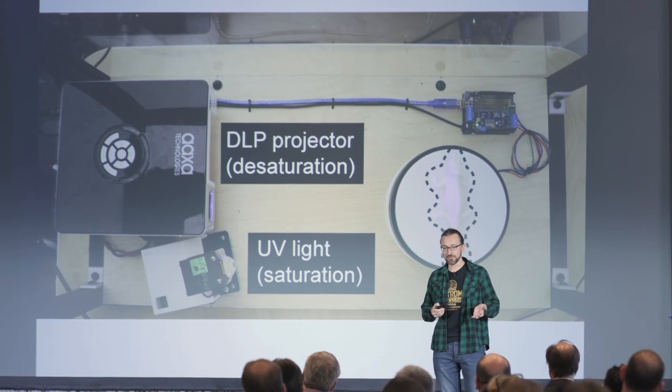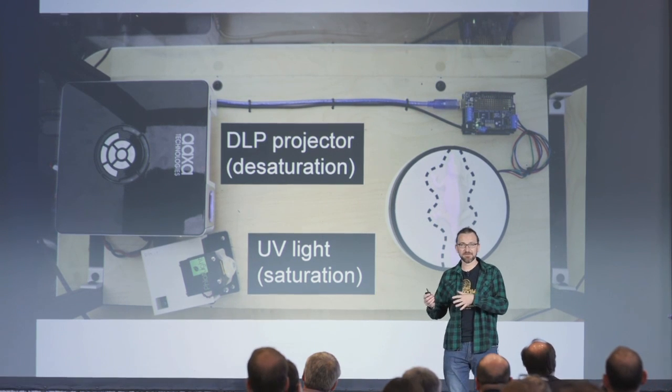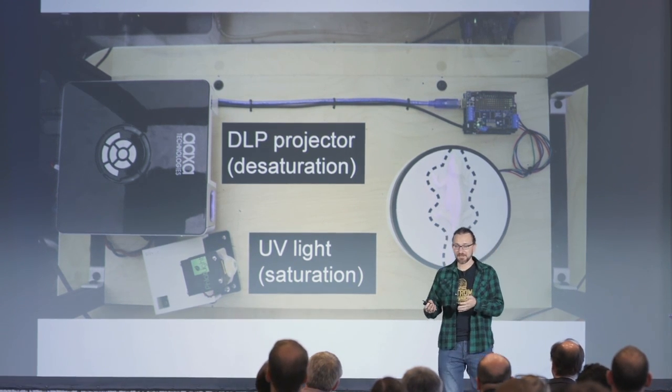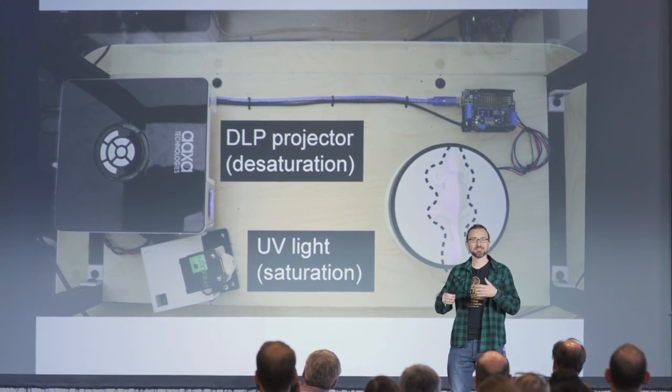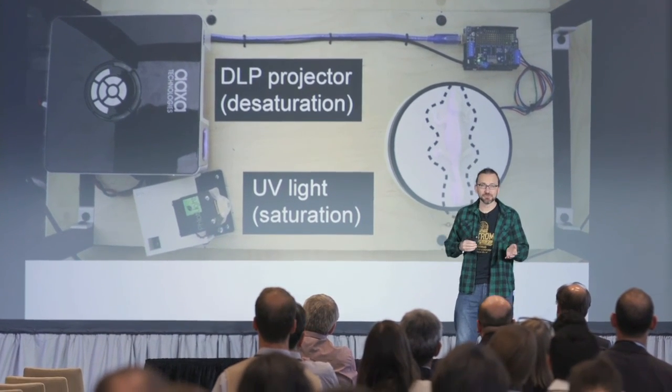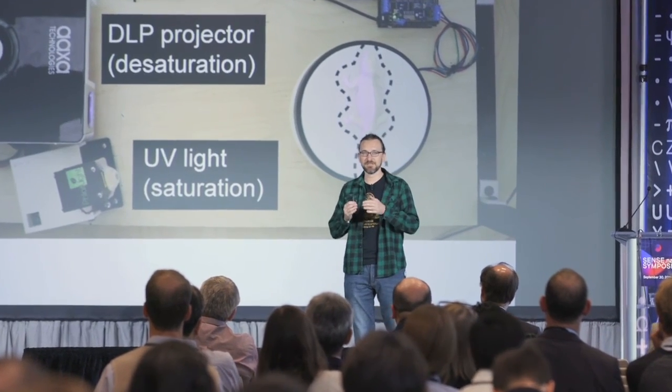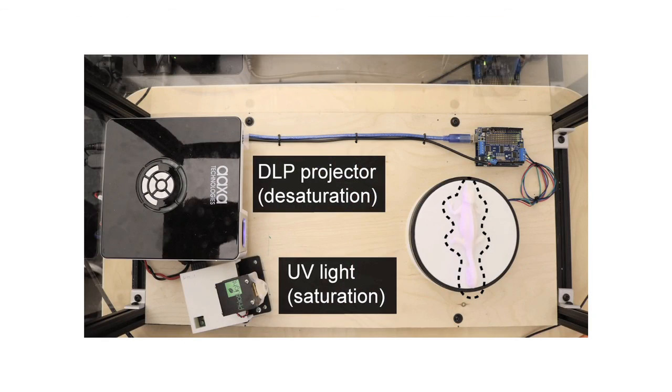So this is how our system looks. On the right side, we have this platform where we can put the object. At the moment, it's quite small, about the size of a model car or a shoe. But of course, the system can be extended as large as you want.